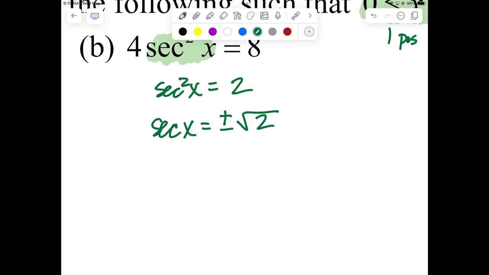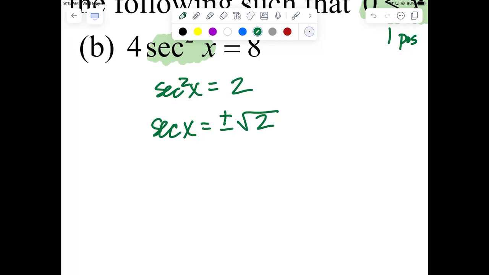Now, here's a little trick. If secant is equal to plus or minus the square root of 2, it's easier for us to solve when we're thinking about sine, cosine, or tangent, isn't it? I mean, we can handle secant, cosecant, and cotangent, but we think better in terms of sine, cosine, and tangent. So what could I do to both sides to turn this into something more recognizable?